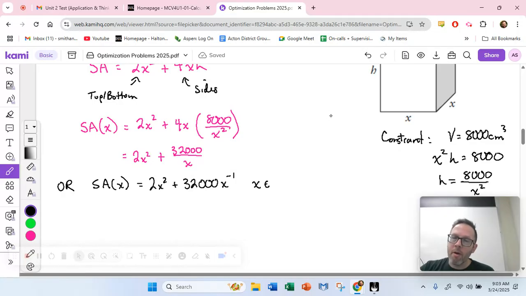Can we also talk about the domain of this surface area function? I think everybody would agree that the lowest we can get for x would be 0.